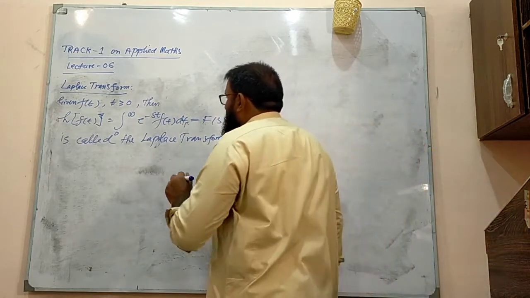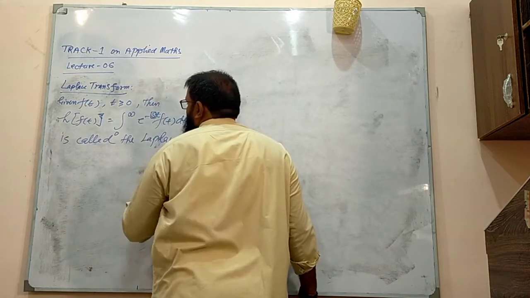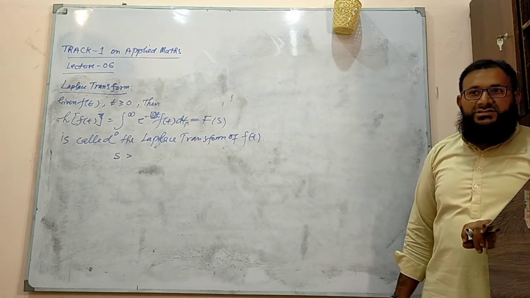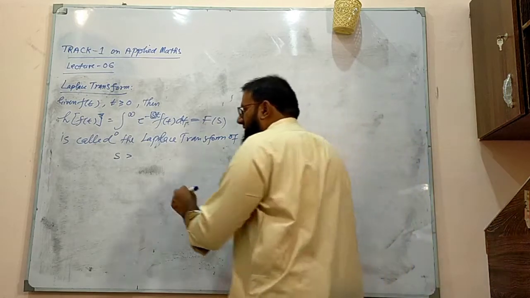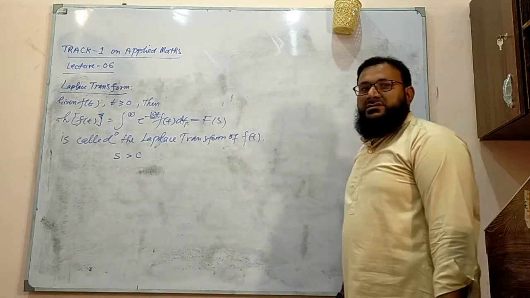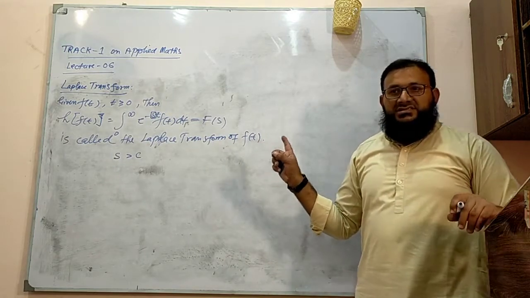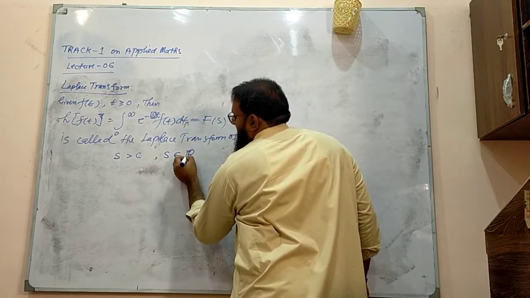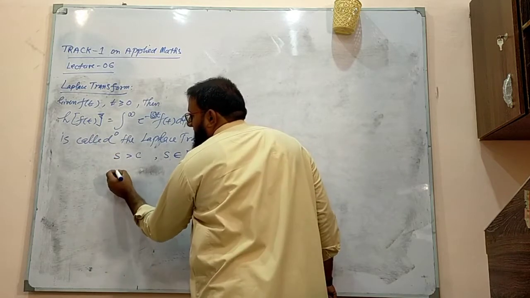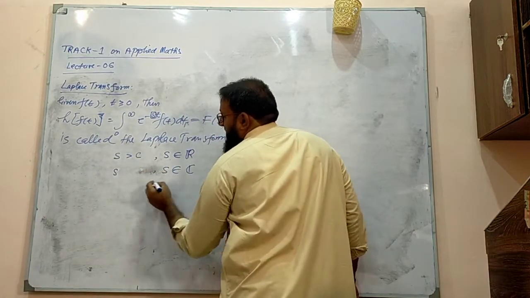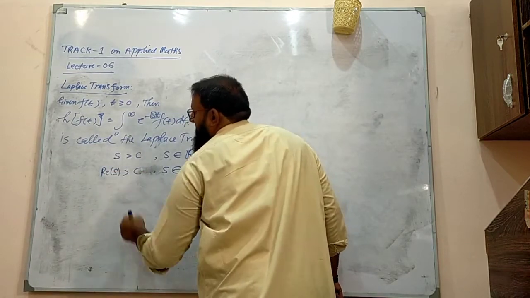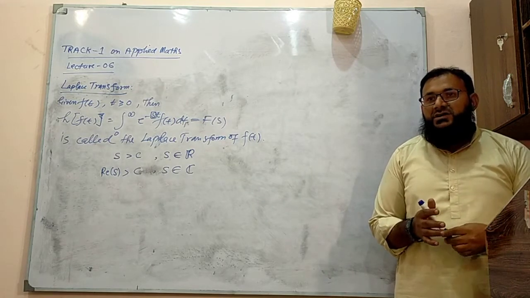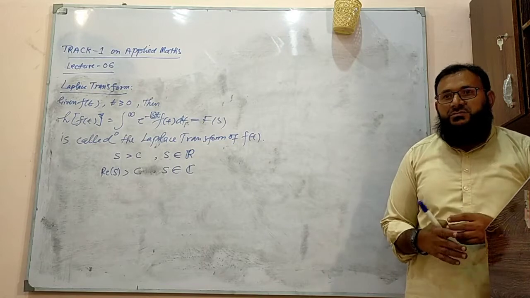And one thing we should always keep in mind is that this is valid when s is greater than some fixed value, and that value can be 0 or any other value. So for now we write s is greater than some c. In our context, s is a real number, and when you extend the definition of the Laplace transform to complex numbers, the real part of s should be greater than c. This is the main idea, because we are only doing the Laplace transform on real s, but we can define it on complex s as well.